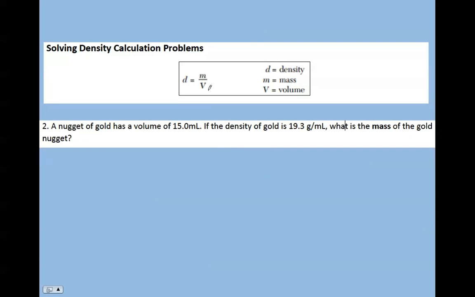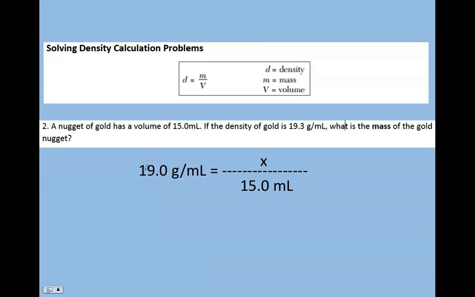So this next one, we have a sample of gold, and we're given the volume, so we know how much space it takes up, which is 15 milliliters. Because we know it's gold, we know the density of it, which is 19.3 grams per milliliter. This one wants us to find mass. So here we're filling in density and volume, and we're looking for M. You can use M instead of X here. I just find students are more comfortable solving for the missing variable when you have X.